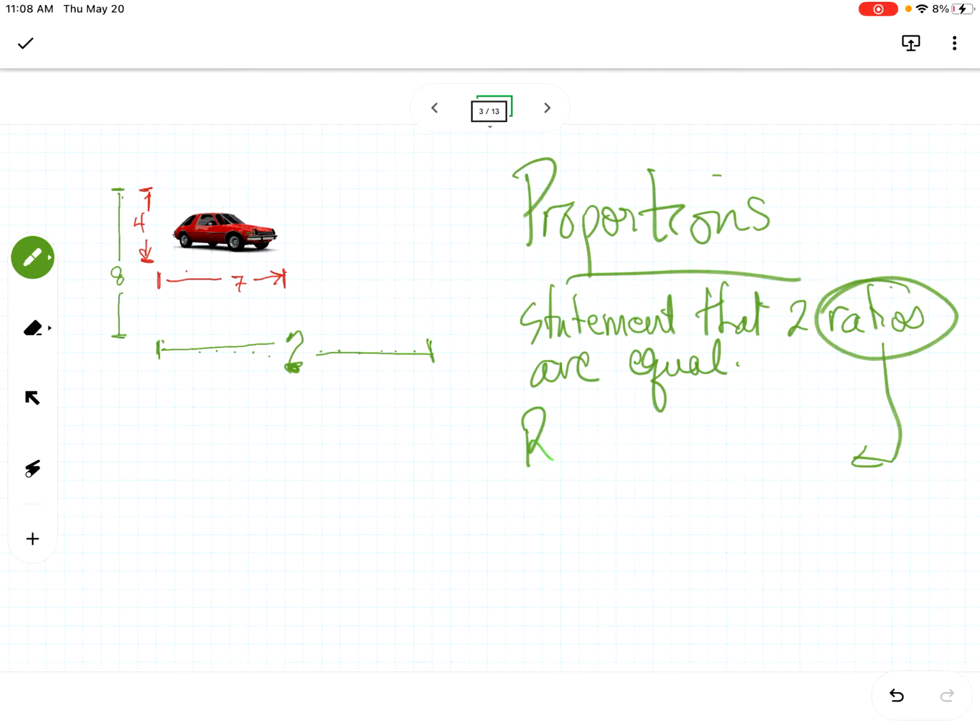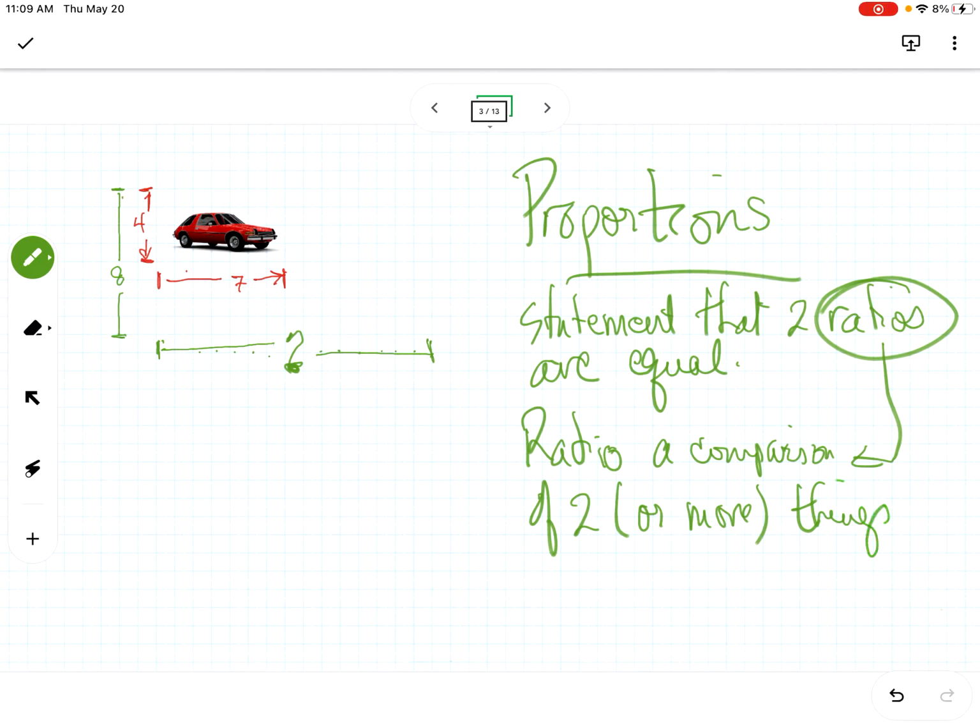So let's remind ourselves, what is a ratio? Because if a proportion is made out of ratios and I'm not familiar with what a ratio is, I'm still no further ahead. A ratio is a comparison of two or more things. Let me give you some examples.